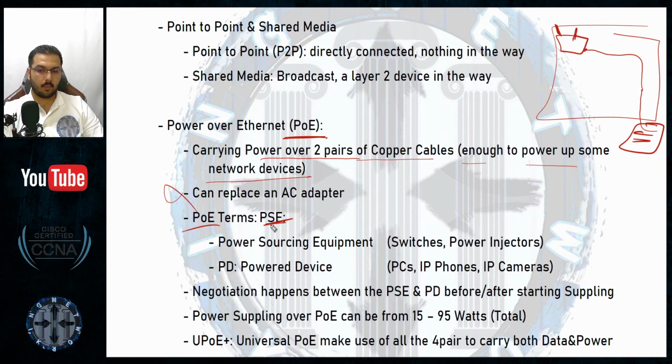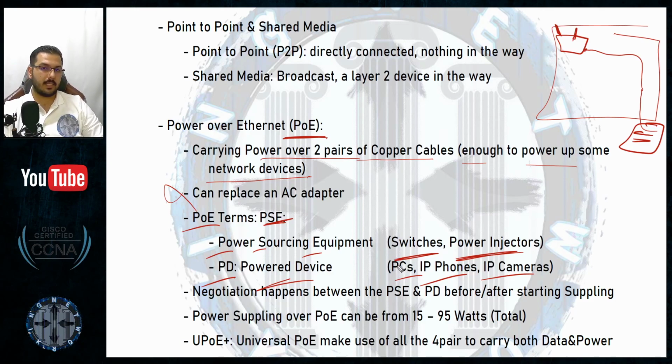PoE terms are the PSE. What do I mean by a PSE? PSE is the power sourcing equipment. In that case, it is the device that is like the real generator of electricity to push it out through its ports via the copper cables, the copper wires, to reach the IP camera or the access point, etc. That will be, of course, either the switch or the power injector. So one of these guys is responsible for sourcing the power. A PD is a powered device, so a device that is making use of the power, like an IP phone, an IP camera, some PCs perhaps, etc.